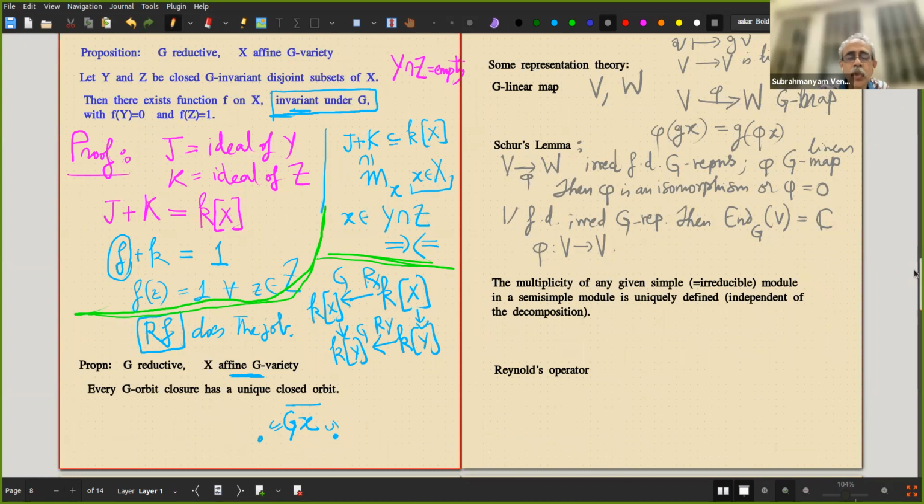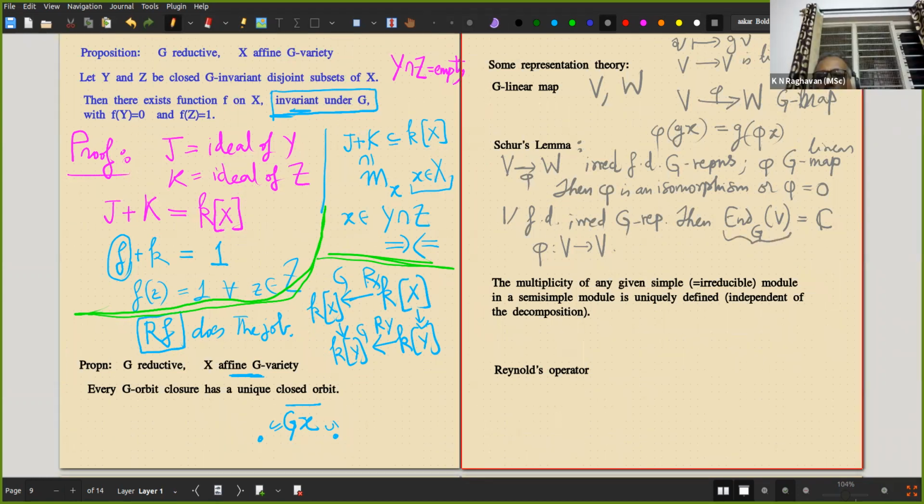Maybe you should just explain this notation. Okay, so End_G of V. Sure. This means all φ from V to V such that φ is linear and φ is a G map.